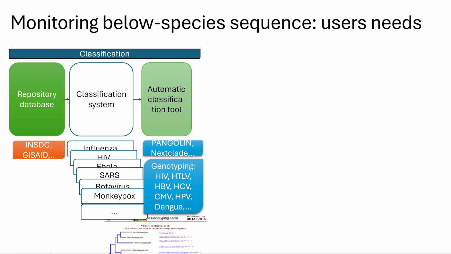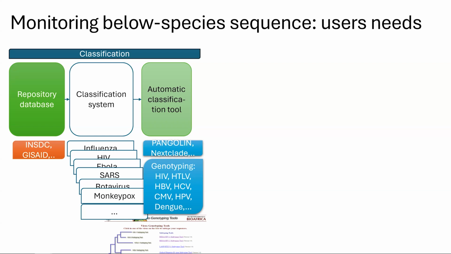Okay, so in the conclusion, I just want to put the top structure of the different users' needs and the resources we have. So for classification, people need a repository database. So we have INSDC, GenBank, we have GISAID doing really nice work, that they organize the data, the metadata, and they check for the quality.